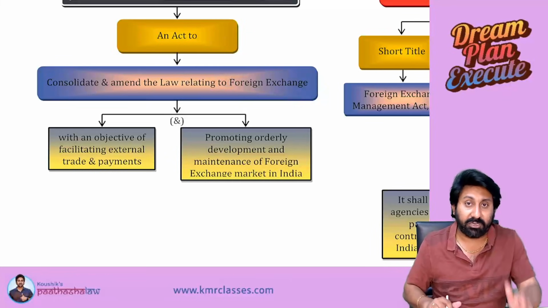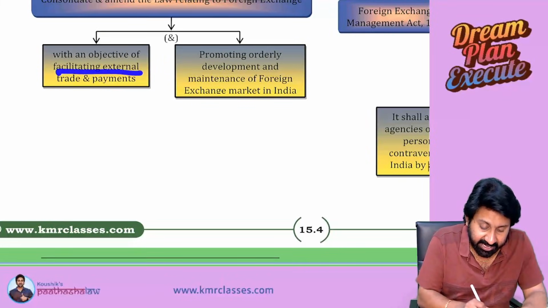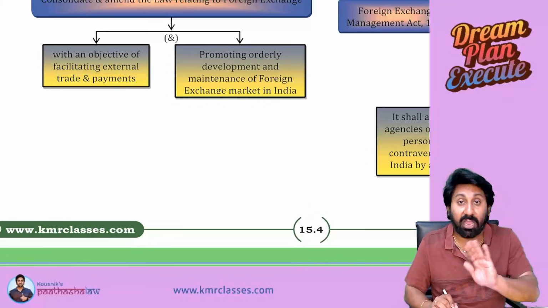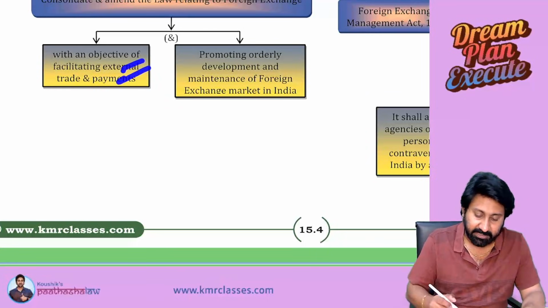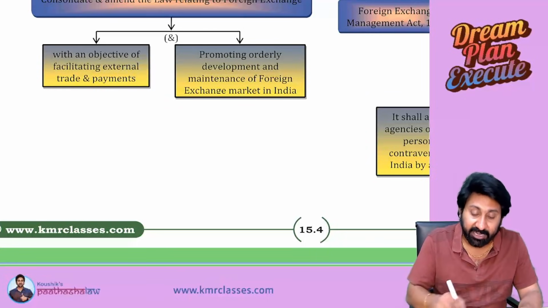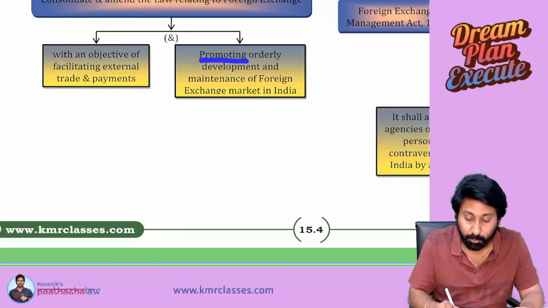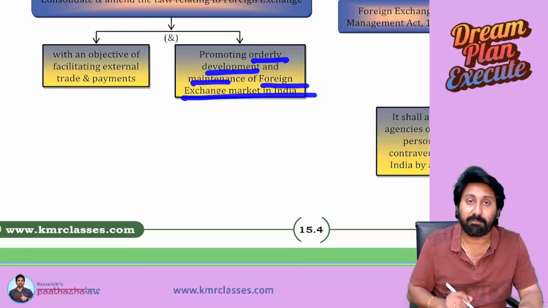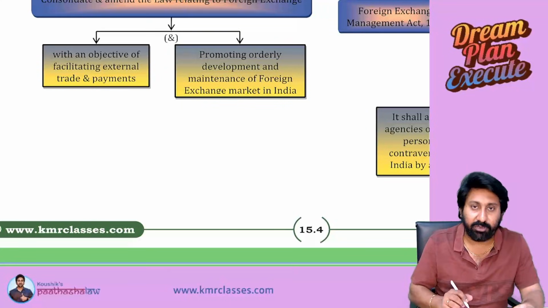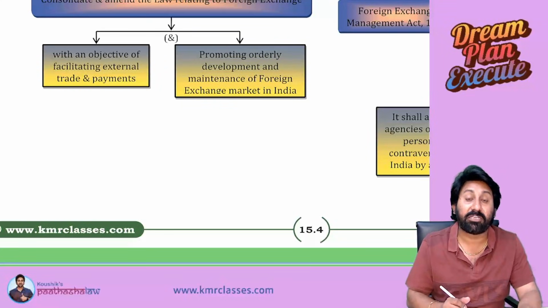Okay. What is the objective of bringing this act? Facilitating external trade and payments. It's not objecting trade and payments. Facilitating trade and payments. And while facilitating that, our intention is to promote orderly development and maintenance of the foreign exchange market in India. So two points you need to write if the question comes in the exam: what is the objective of FEMA?